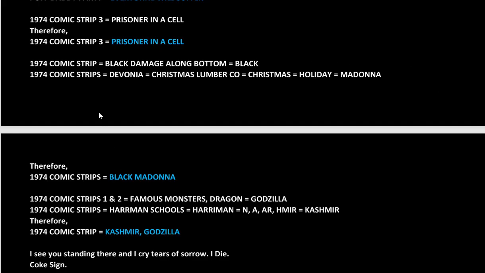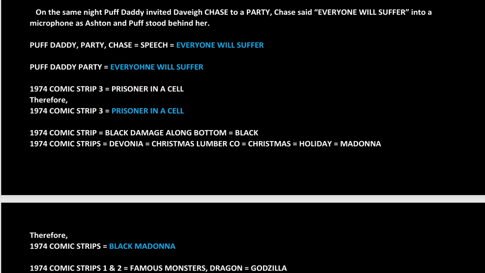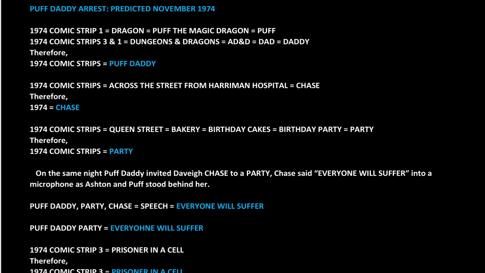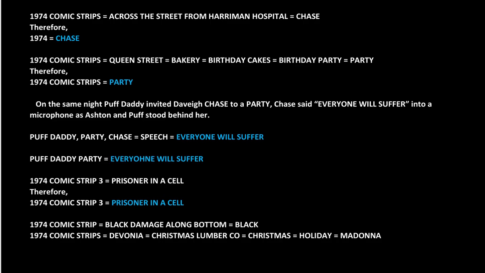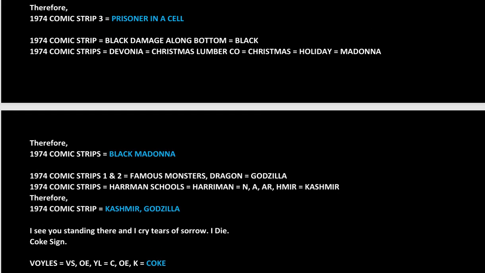All right, so from my 1974 comic strips, we get Puff Daddy invited Chase to a party. Now he's a prisoner in a cell, and he and everyone else at that party will suffer. Puff Daddy, who's the cause of all this, has, or he should have, a Black Madonna tattoo.